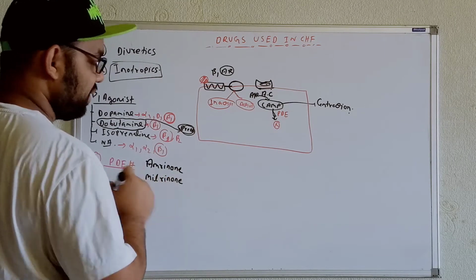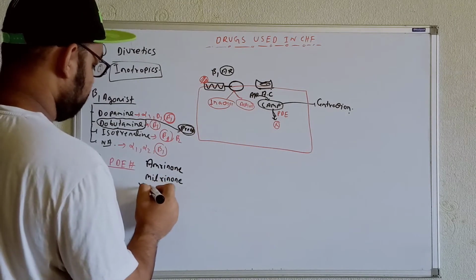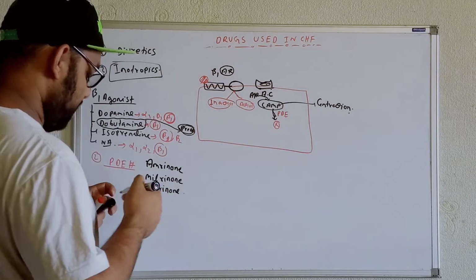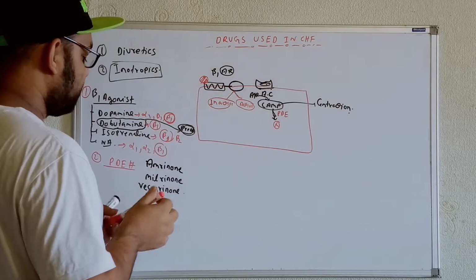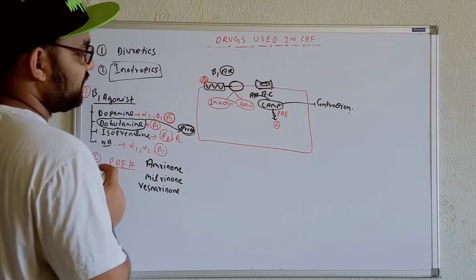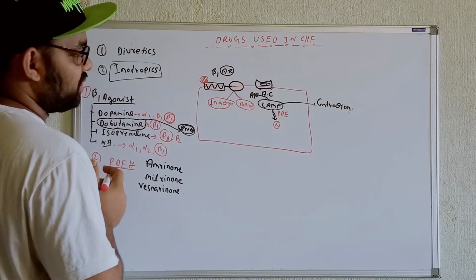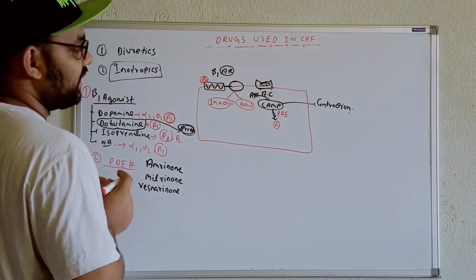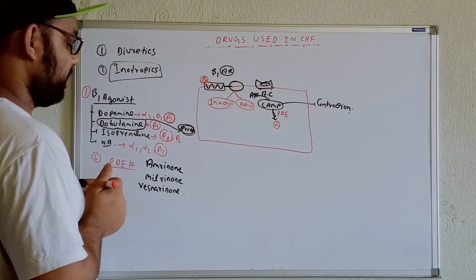Amrinone, and then milrinone, new drugs. Okay. Now see, amrinone and milrinone, this type of drug, what will they do? They will inhibit the phosphodiesterase enzyme. As a result, they will increase the concentration of cyclic AMP. As a result, the contractility of the heart will get increased over here.